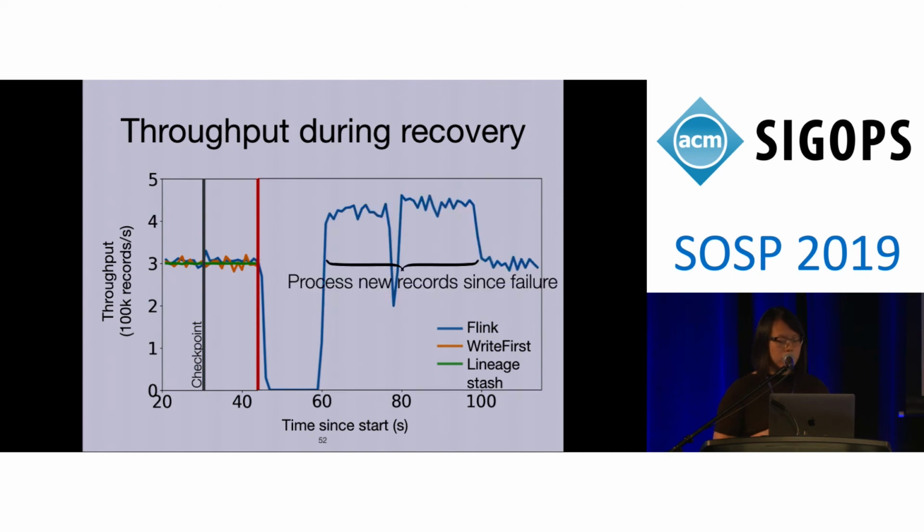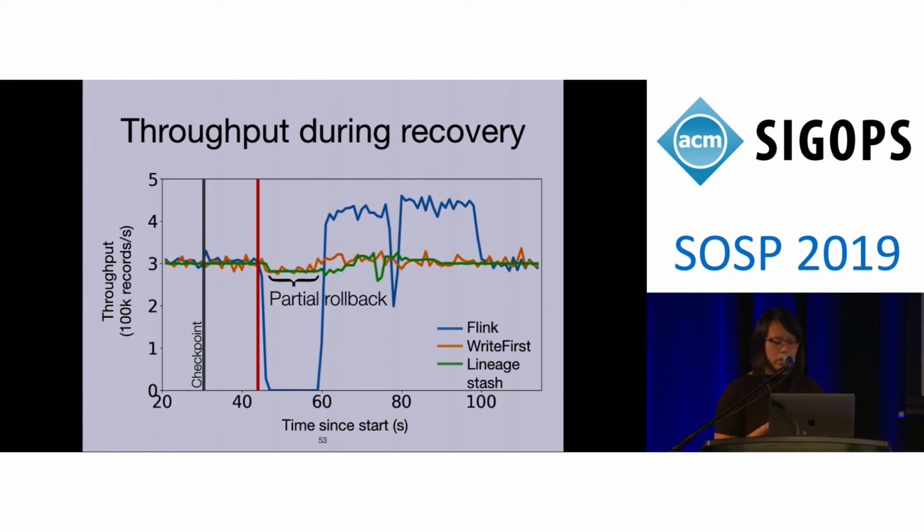Next, it's able to process all of the new records that entered the system since the failure occurred. And because we over-provisioned the system, it can use that additional capacity to catch up with the input stream. And if we compare this to the logging approach, you can see that in both cases of the two logging approaches, the throughput drops only slightly, and that's because you only had to roll back the processes that failed.